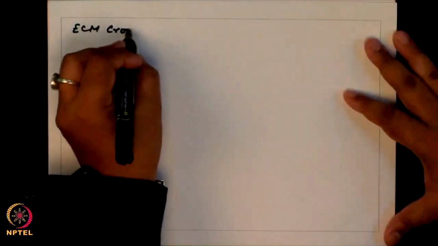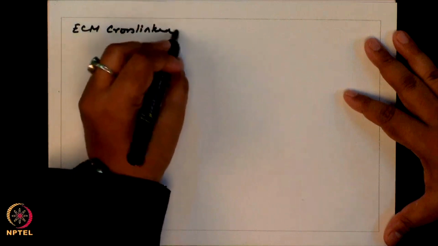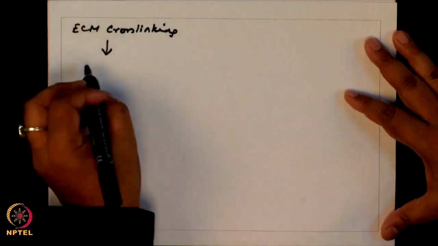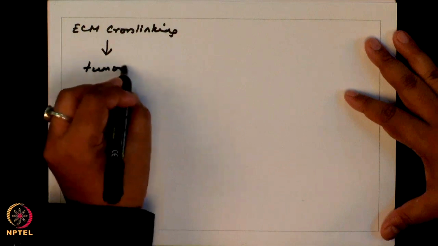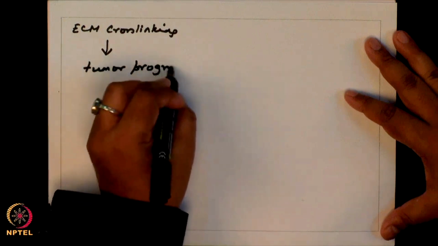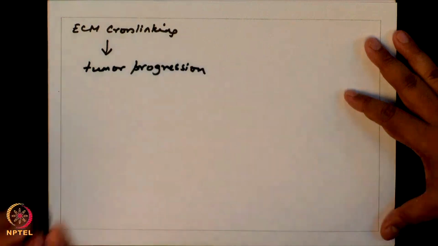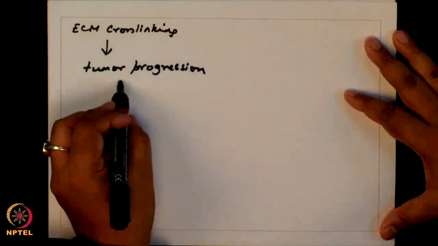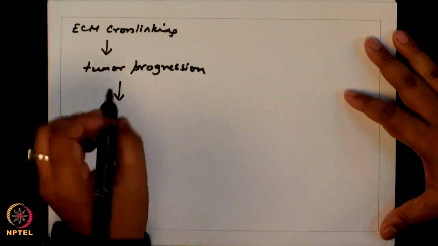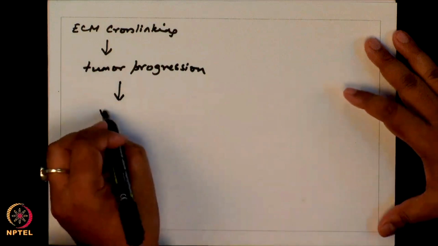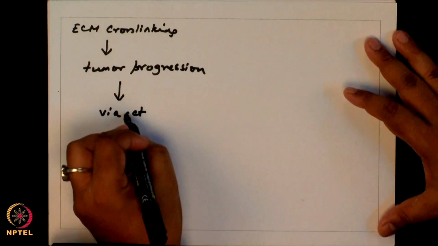So, all of these are responses at the cell level. What we found by discussing the Cell paper is that ECM cross-linking is capable of inducing tumor progression, and this tumor progression is via activation of integrin signaling.